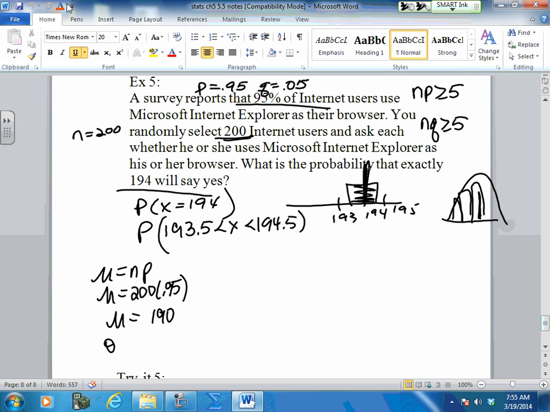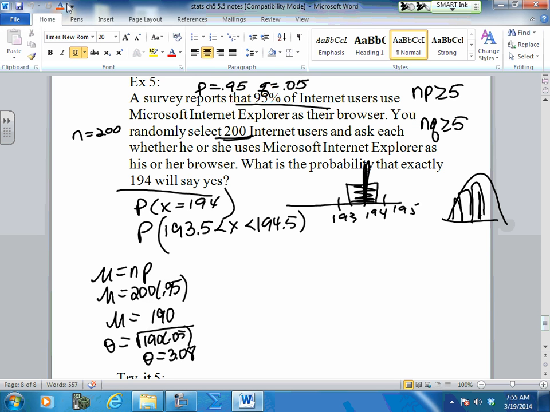Then we find your standard deviation. 190 times 0.05, and we take its square root, and we find it to be 3.08. Now, to do an in-between, you have to do the lower one, find the z-score, upper one, find the z-score, find the areas, subtract it. If you do your normal CDF, you can do your lower limit, your upper limit. You can do that on the calculator. It bypasses all of that.